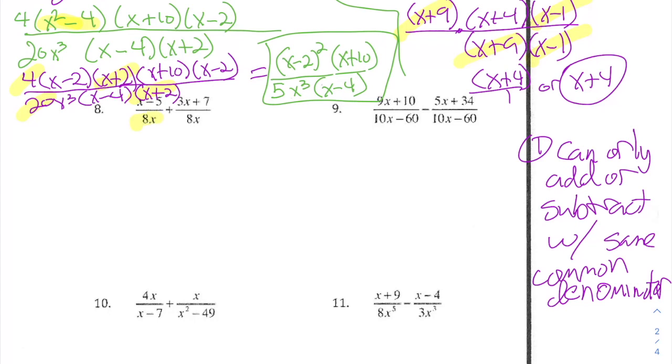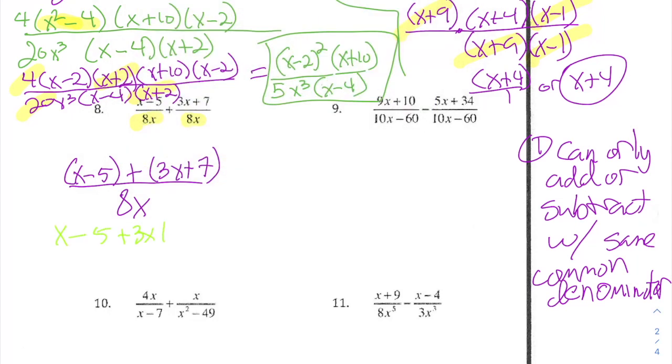So if we look at this first problem, it's 8x and 8x. We're in great shape. So the nice thing when you have the same denominator is that you can just rewrite it under one denominator and carefully simplify to combine your like terms. So my like terms are x with 3x, and negative 5 and 7. And so now I'm left with 4x plus 2 all over 8x.